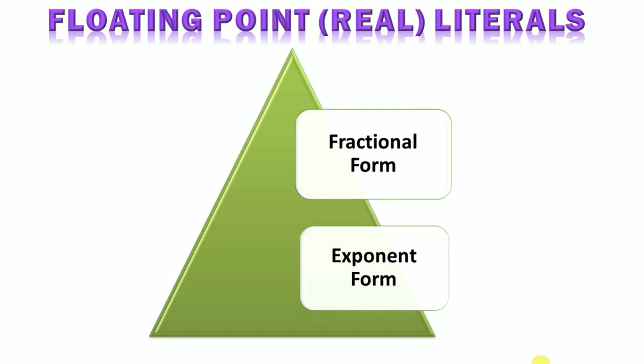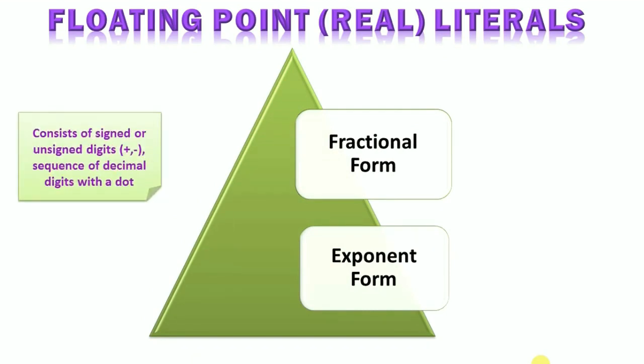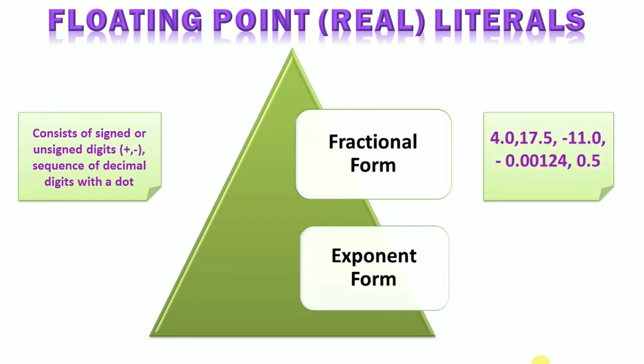A floating point literal, a number with a fractional part or decimal point, consists of signed or unsigned digits, that is, positive and negative sequence of decimal digits with a dot. A real constant in fractional form must have at least one digit with the decimal point either before or after. A real constant with no sign will be considered as positive. Here we can see the examples 4.0, 17.5, -11.0 and so on.